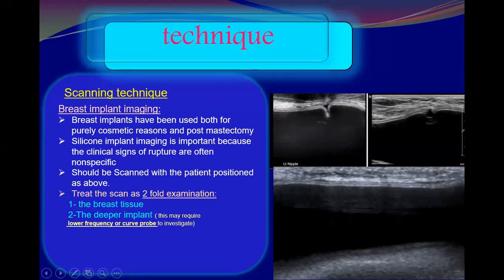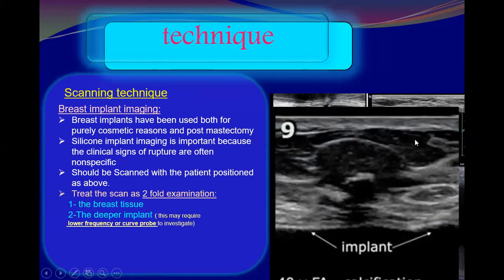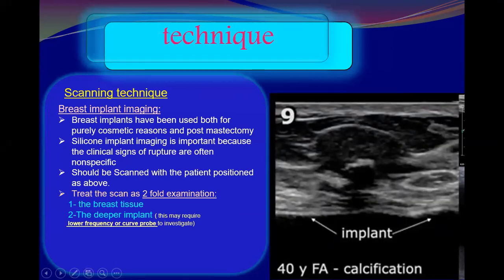And here, this black image is the implant, and this is a normal or usual radial fold, and this is a valve in a saline implant. These are silicone implants, and this is a saline implant, and here this is the implant down. Now we are scanning for the breast, and this lesion is a calcified fibroadenoma.